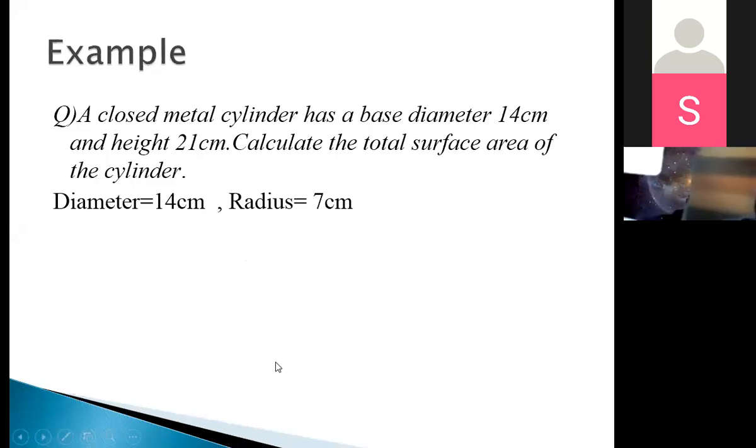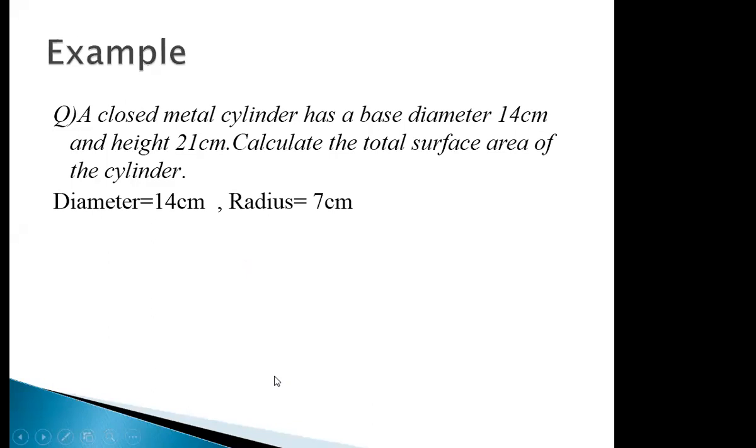Okay, give me the total surface area, Taha. Total surface area of the cylinder, all right? First, we have found 2 pi r square, the area of two circles. Now find out the length of the rectangle and the height, that is 2 pi r h, right? And then add these two, you will get the total surface area.